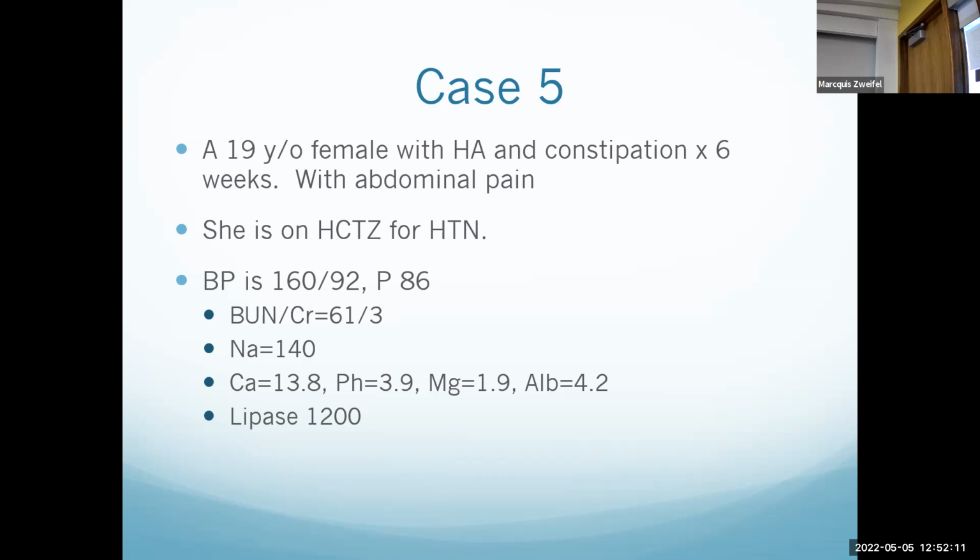Case 5, a 19-year-old female with headache and constipation for 6 weeks with abdominal pain. She's on hydrochlorothiazide for hypertension. Blood pressure is 160/90. These are her labs. The creatinine is 3, sodium is 140, calcium is 13.8, and the rest of the labs you have. Okay, and the lipase is 1200. What does this patient have?